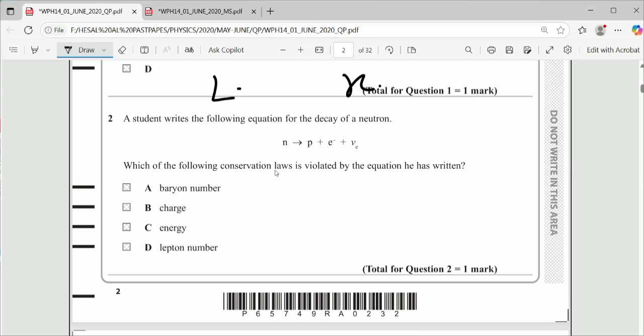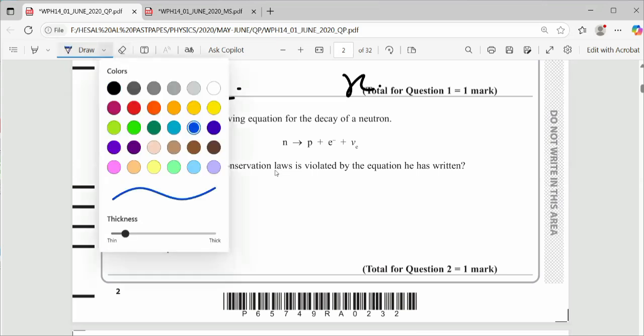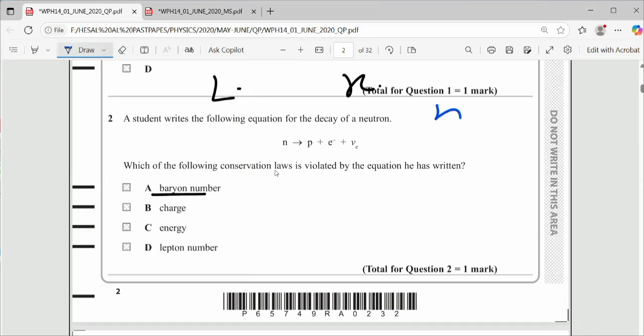First, I'll start with baryon number. For neutron and for proton, it is +1. For electron and electron antineutrino, it is 0. So for my left side, +1. For the right side, +1, 0, 0. This again gives +1. Left side is equal to right side. This is not violated.